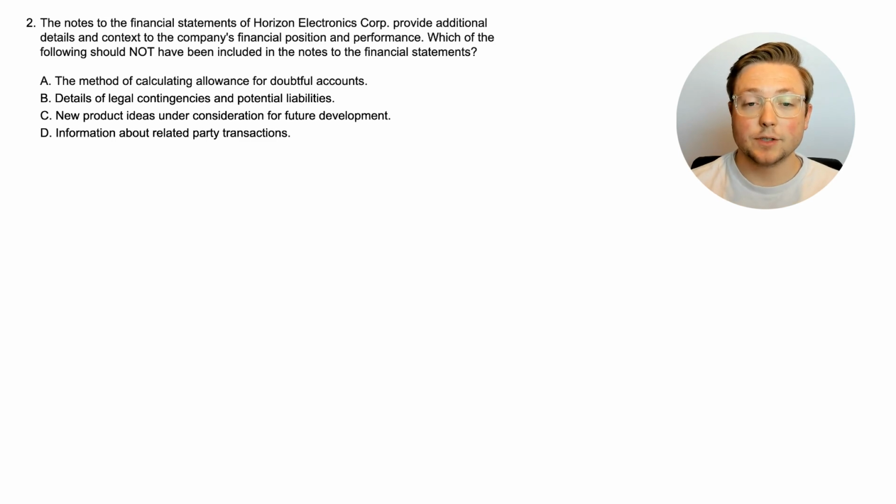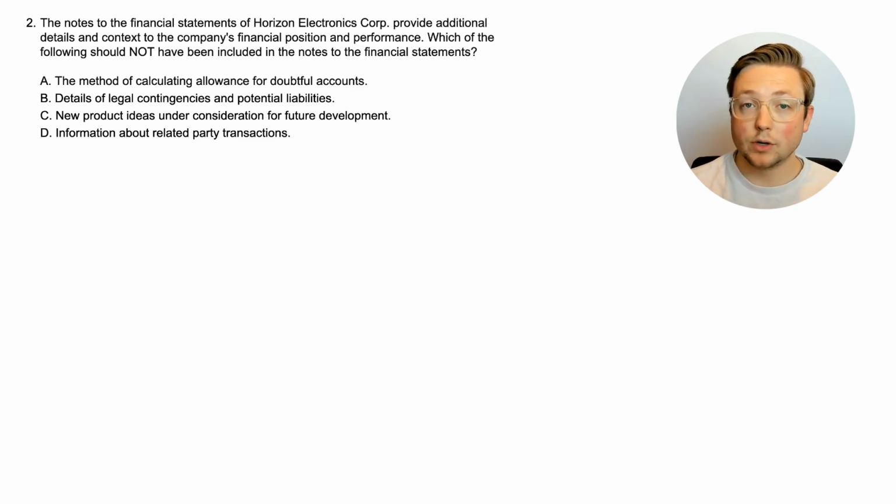The notes to the financial statements of Horizon Electronics Corp. provide additional details and context to the company's financial position and performance. Which of the following should not have been included in the notes to the financial statements? So there's the method of calculating allowances for doubtful accounts, details of legal contingencies, new product ideas, information about related party transactions. Which one of these is not typically a note that would be included in the financial statements?